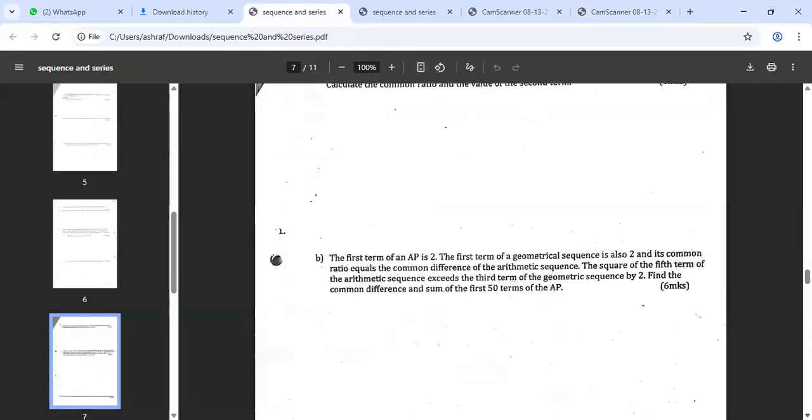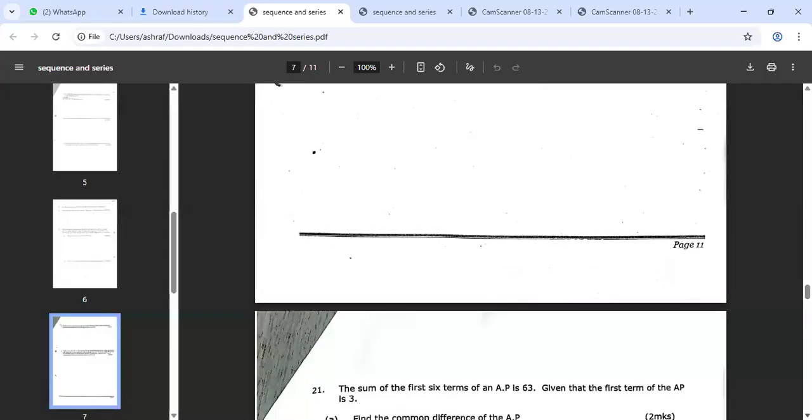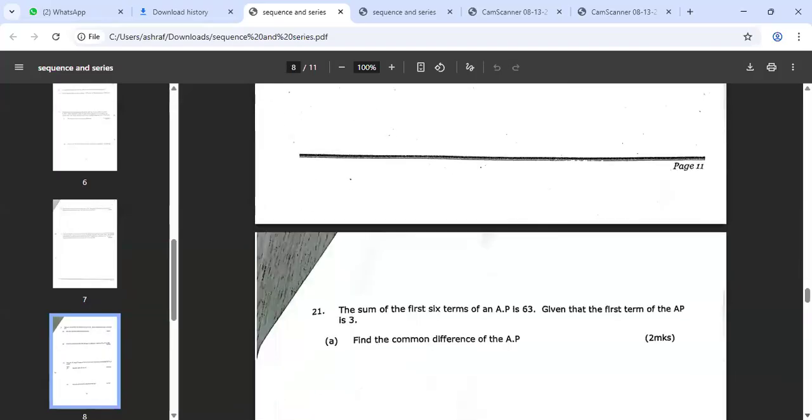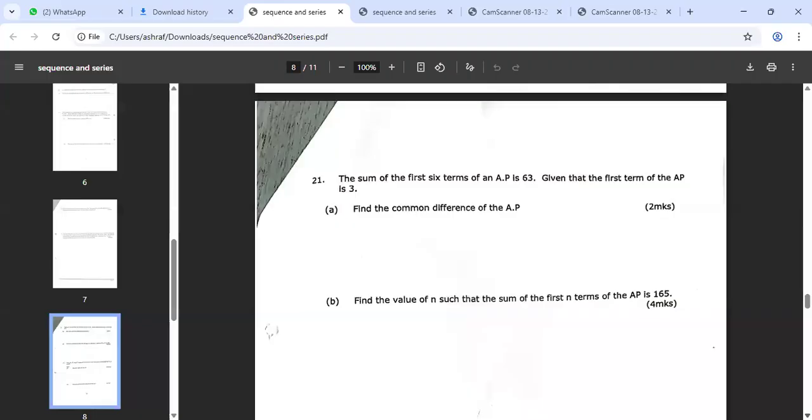In the next part, you're given number 21. The sum of the first 6 terms of an AP is 63. Given that the first term of the AP is 3, find the common difference of the AP. So work it out and get the common difference.